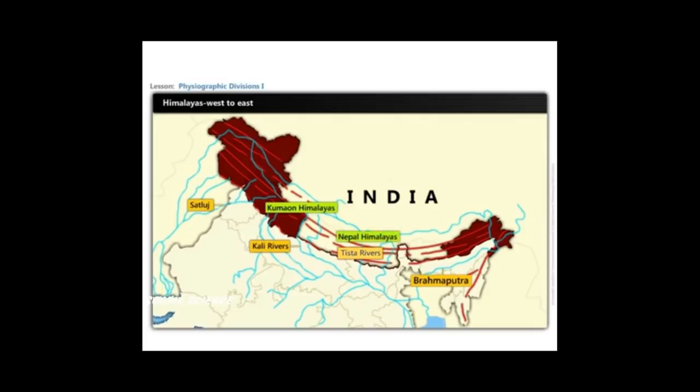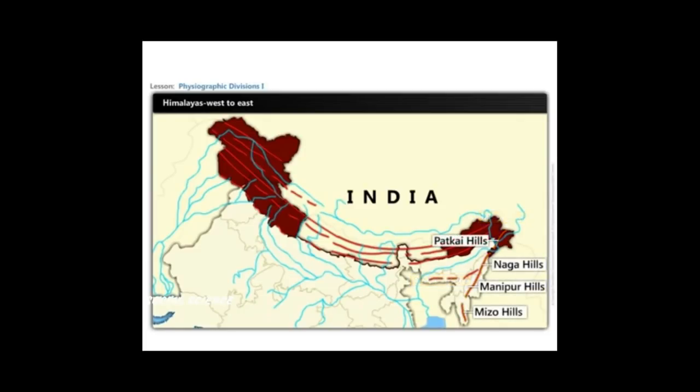The part lying between Tista and Dihang rivers is known as Assam Himalayas. The river Brahmaputra marks the easternmost boundary of the Himalayas. Beyond the Dihang Gorge, the Himalayas bend sharply to the south and spread along the eastern boundary of India. These eastern hills and mountains are known as Purvanchal. The Purvanchal comprises of the Patkai Hills, the Naga Hills, Manipur Hills and the Mizo Hills.